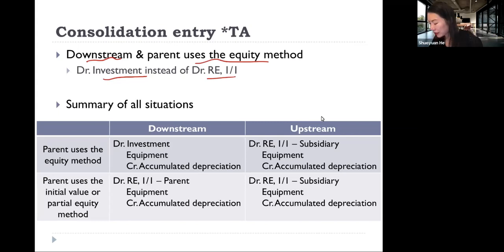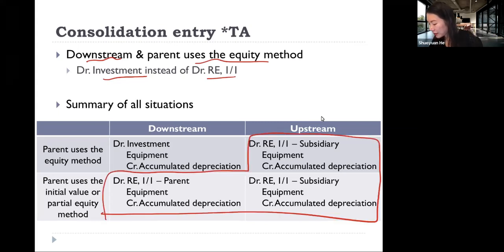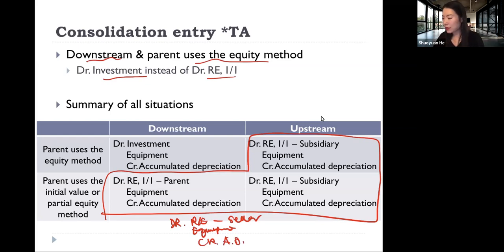So again, debit retained earnings for the seller, debit equipment account, and credit accumulated depreciation. If it is downstream, the seller is the parent. If it is upstream, the seller is the subsidiary. And if it is downstream and the parent uses the equity method, we debit investment account instead.